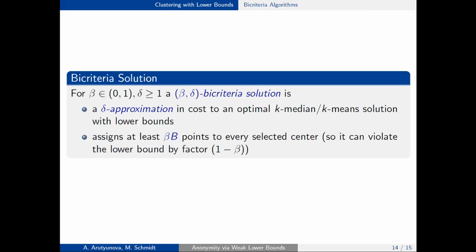Let me now come back to lower bounds and talk about BCriteria solutions. A beta, delta BCriteria solution is at first a delta approximation in cost to an optimal k-median or k-means solution with lower bounds, and second, it assigns at least beta times b points to every selected center, meaning that it is allowed to violate the lower bound by some certain factor, namely here by 1 minus beta.